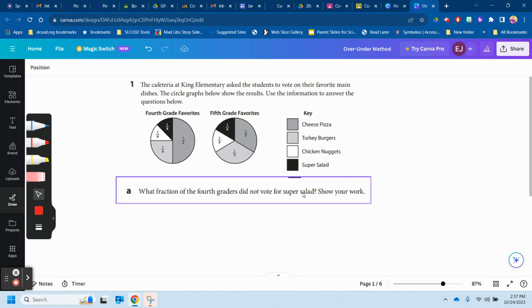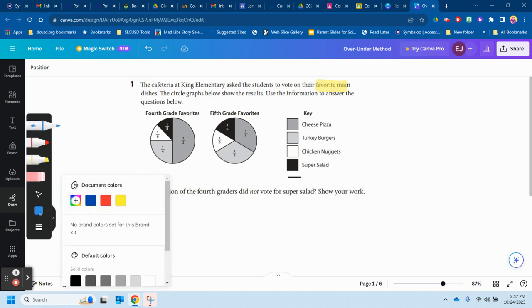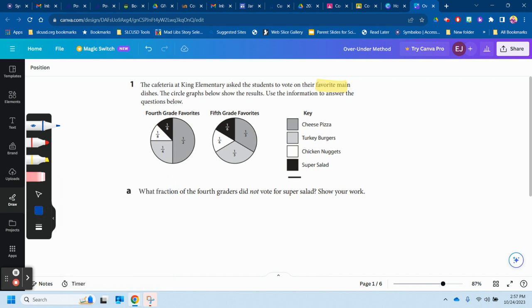So anyway, we have right here the cafeteria at King Elementary asks students to vote on their favorite main dishes. The circle graphs below show the results. So the first question, here's the fourth grade, here's the fifth grade, what fraction of fourth graders did not vote for super salad?